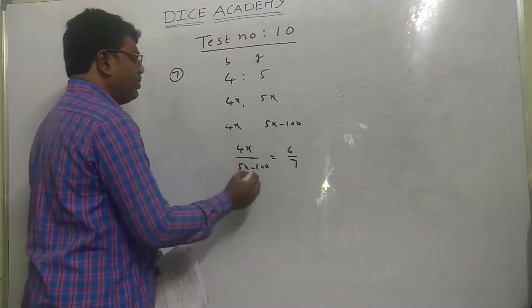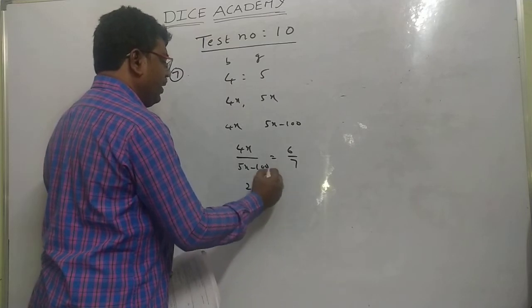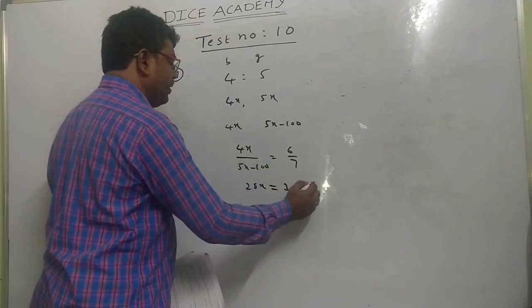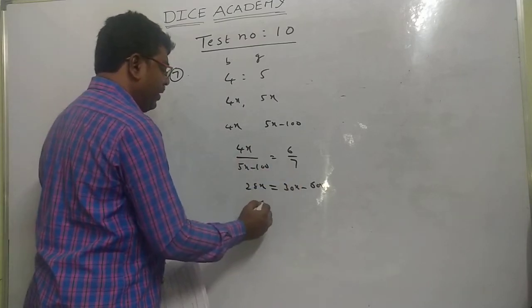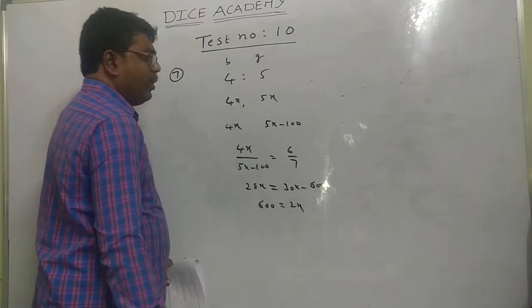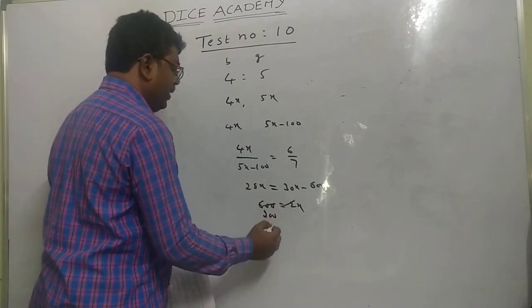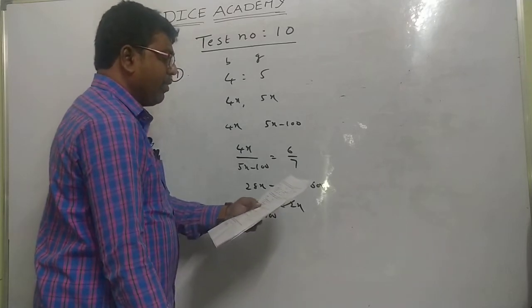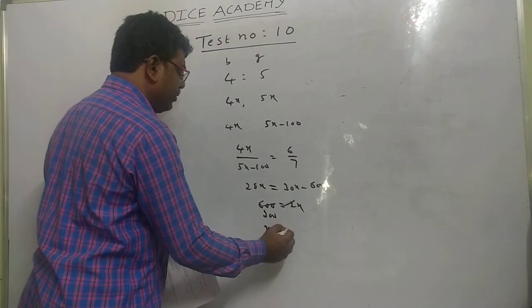So it is 7 into 4, 28x, is equal to 6 into 5, 30x minus 600. Send this one to that side, 600 to this side, and 2x this side. 30 minus 28 is 2x, 2 1s are 2, 300s. X is equal to 300. But our question is how many boys. x is equal to 300 is our x value.